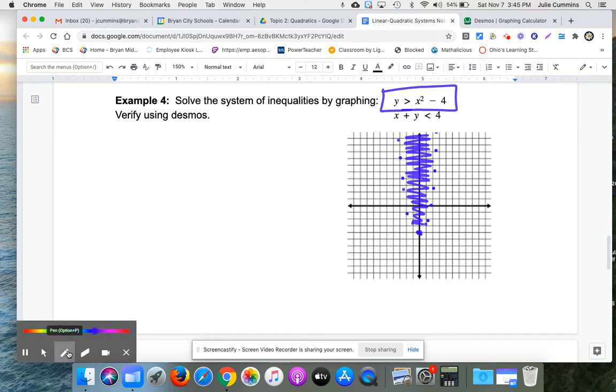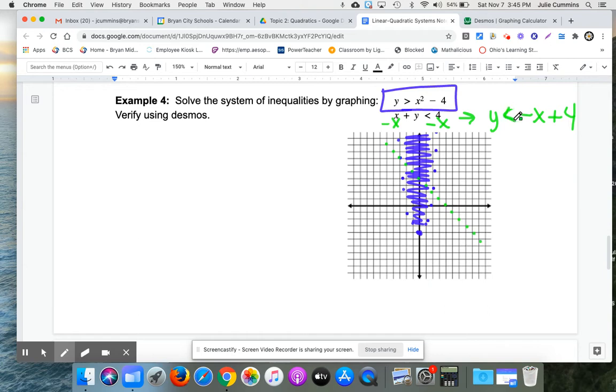The next thing we're going to do is graph this line. You can solve that for y if you'd like. It makes it a little easier to see what's going on. So y is less than -x plus 4. So we're going to go to 4, count our slope of -1. This is another dotted line because it's just less than. And we want to shade, since it's less than, we're going to shade below.